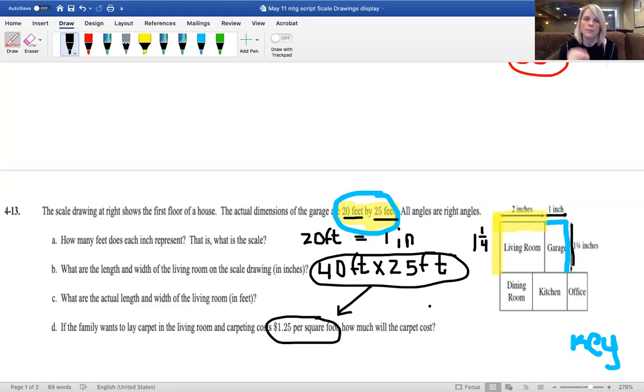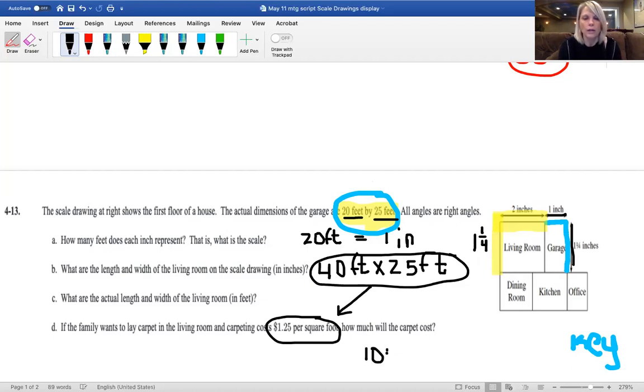So I think there's two steps you have to do with this. Step one, area. Step two, cost. So step one, you could tell me the area first and then tell me the cost second. So what would be the area of the room? Good, so the area would be 1,000 feet squared.